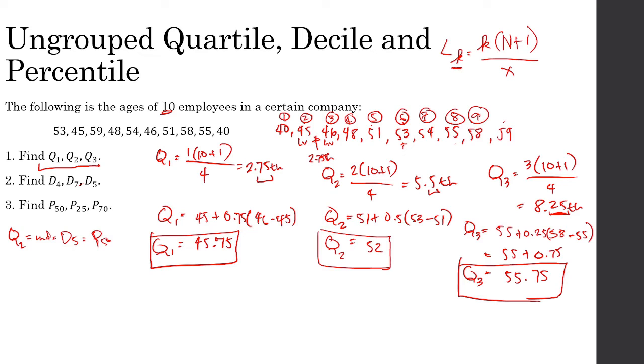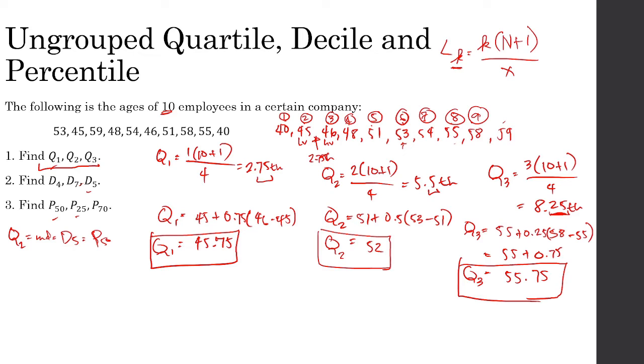Okay? So, once you have computed Q2, you already have D5 and you already have P50. And also, is there anything else that is equal? There, P25 is actually equal to our first quartile, because 25% is just 1/4 of 100. And also, the same with the first quartile, that is also 1/4.